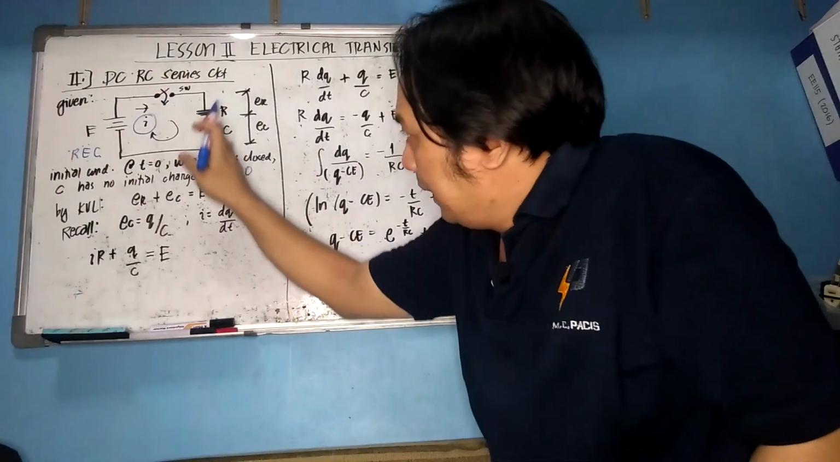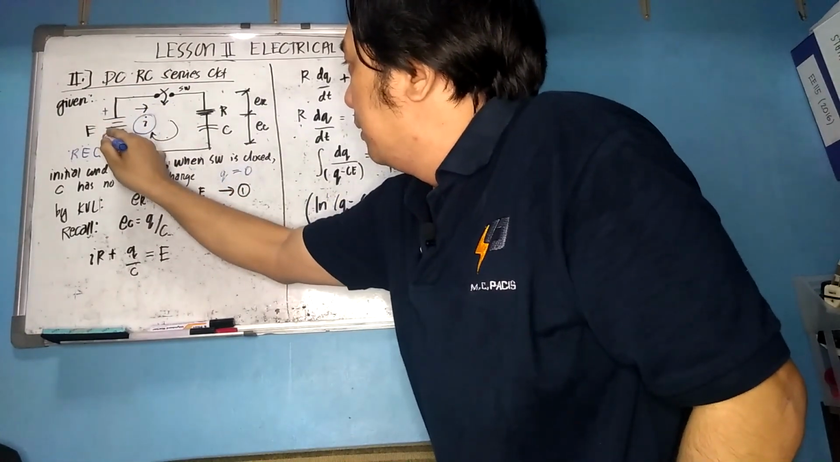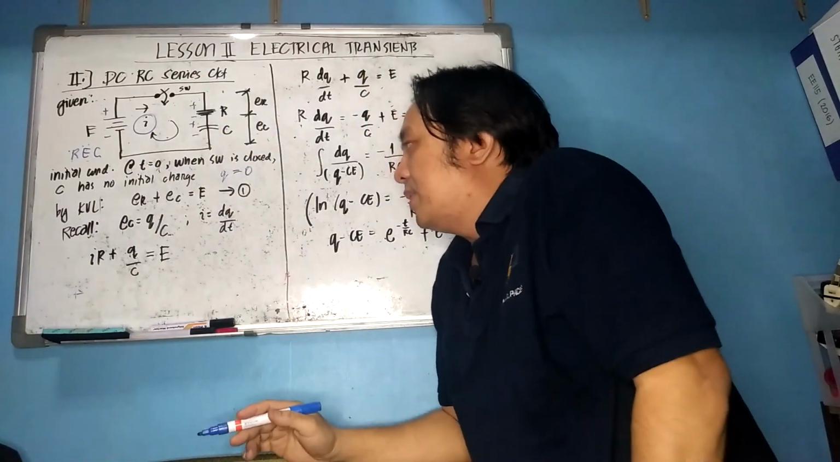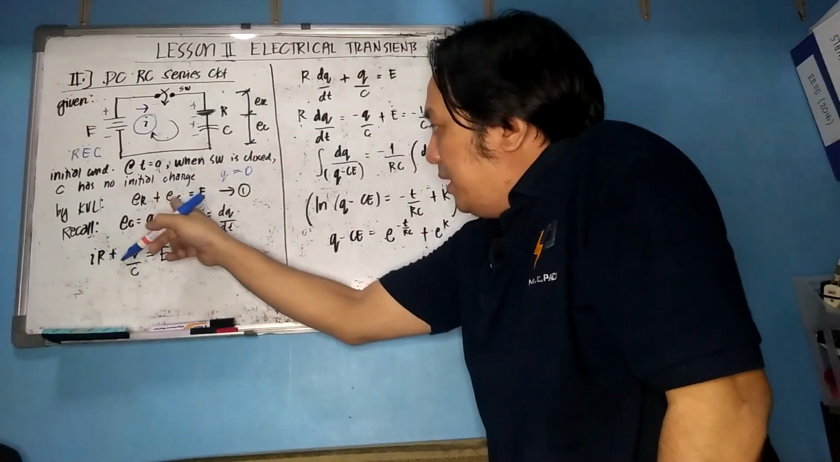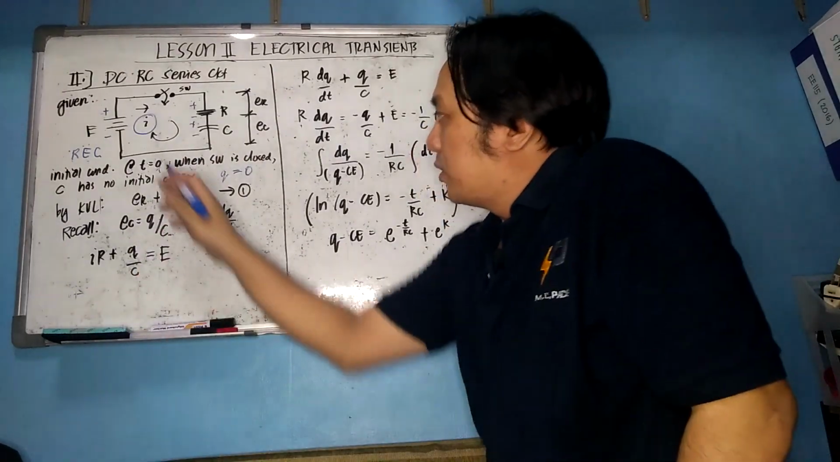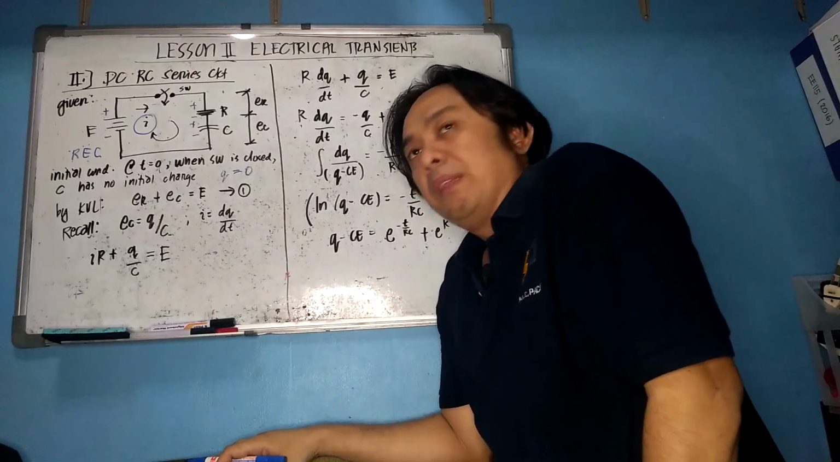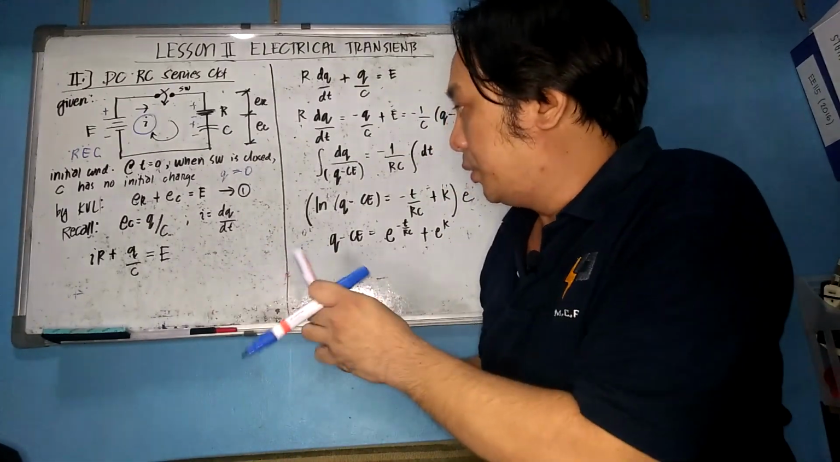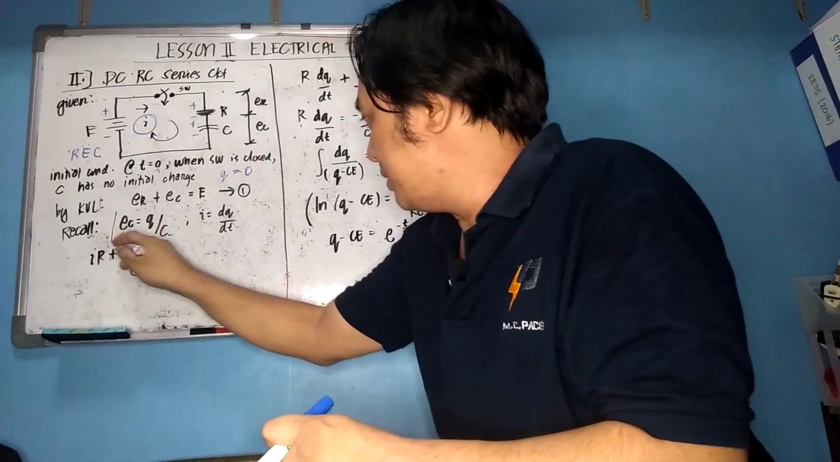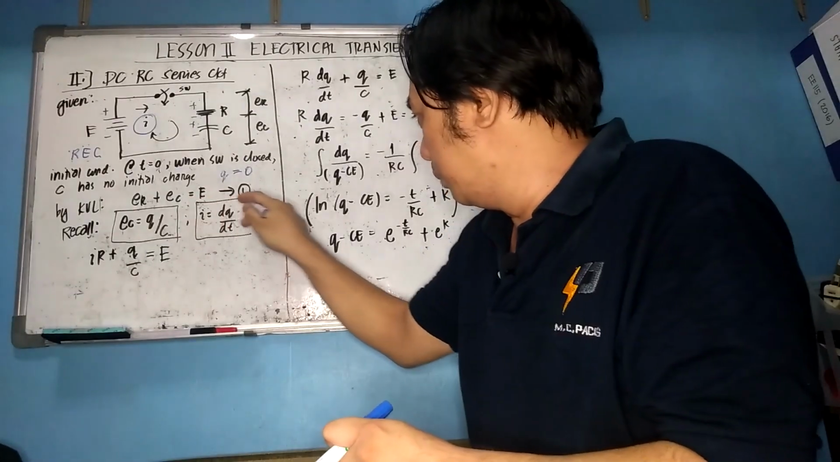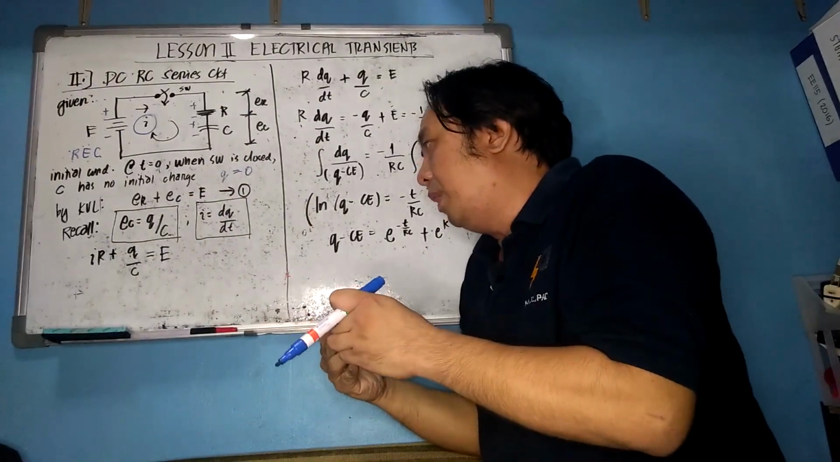By KVL, using again the polarity marks, this will become the drop, and this the voltage rise. So ER plus EC is equal to E, using the first method by the KVL. It's very evident here in the circuit. Now we can recall some important equations. This is from your physics. I forgot to enclose it in a box.